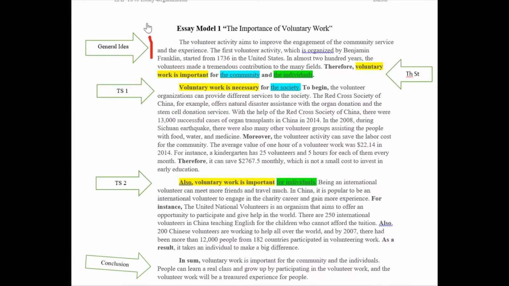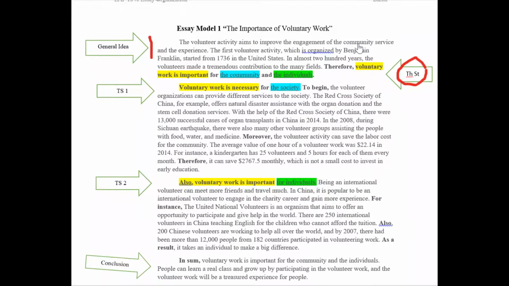But you do not introduce your own opinion as yet. Your opinion comes here and it's stated in your thesis statement. This is the last sentence in your introduction. So here's the thesis statement in this essay. Therefore, voluntary work is important for the community and the individuals.